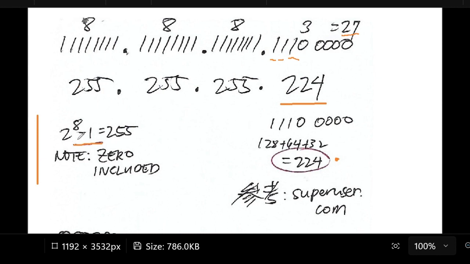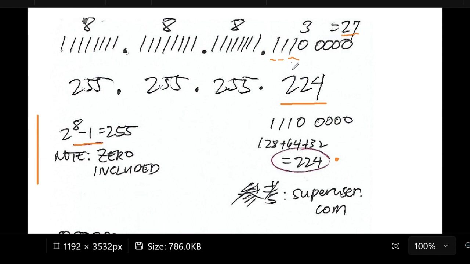So 2 to the 8th, which gives us 256. The thing is, we have to deduct 1. That's why we'll get 255 because we know that 0 is included. So if the whole thing is 0, then that's also one of the numbers. That's also counted as one of the numbers. And therefore, we do a -1.